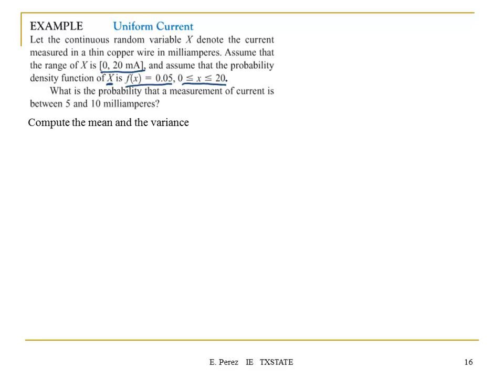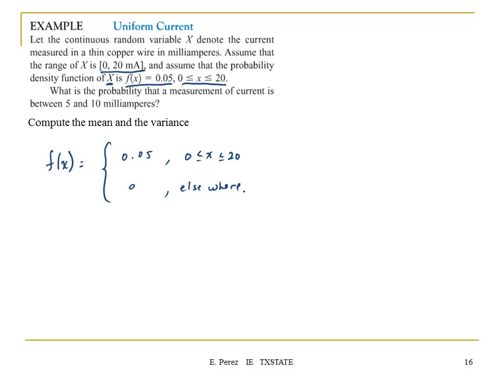Okay, so what is the probability that the measurement of current is between 5 and 10 milliamperes? So what do you do? Integrate. Correct. What is your function? f of x. Correct. So f of x is going to be 0.05 for x from 0 to 20, right? And 0 elsewhere.